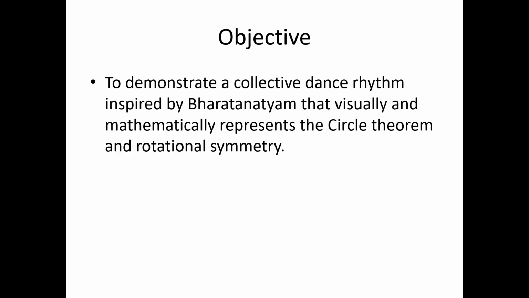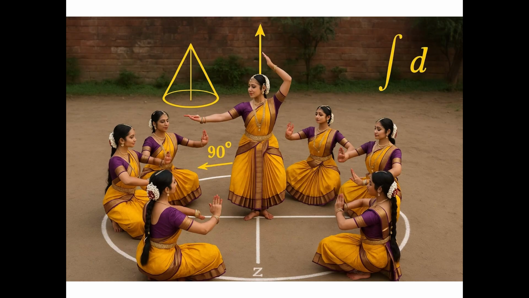symmetry. This evocative image beautifully captures six Bharatanatyam dancers arranged in a perfect circle, symbolizing geometric harmony and symmetry. Each dancer's position and gesture align with mathematical precision, illustrating angles, axes, and spatial balance. Superimposed symbols like the cone, integral sign, and 90-degree angle emphasize the natural integration of mathematical theorems within classical choreography.